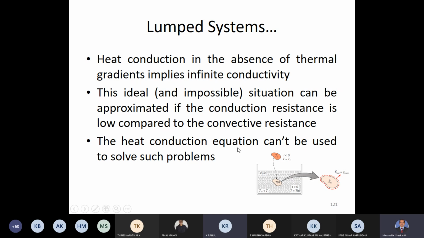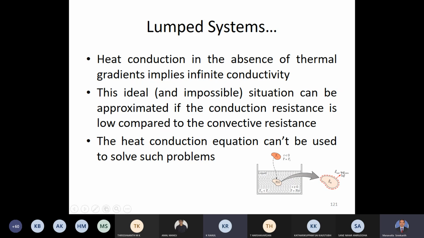The heat conduction equation cannot be used to solve such problems. This kind of lump system problem cannot be solved using the heat conduction equation, so for that, we will have to apply a different method. You see here in this figure, we have some object at an initial temperature outside. It's at a high temperature. Now it is dropped in a liquid. So what happens after some time?